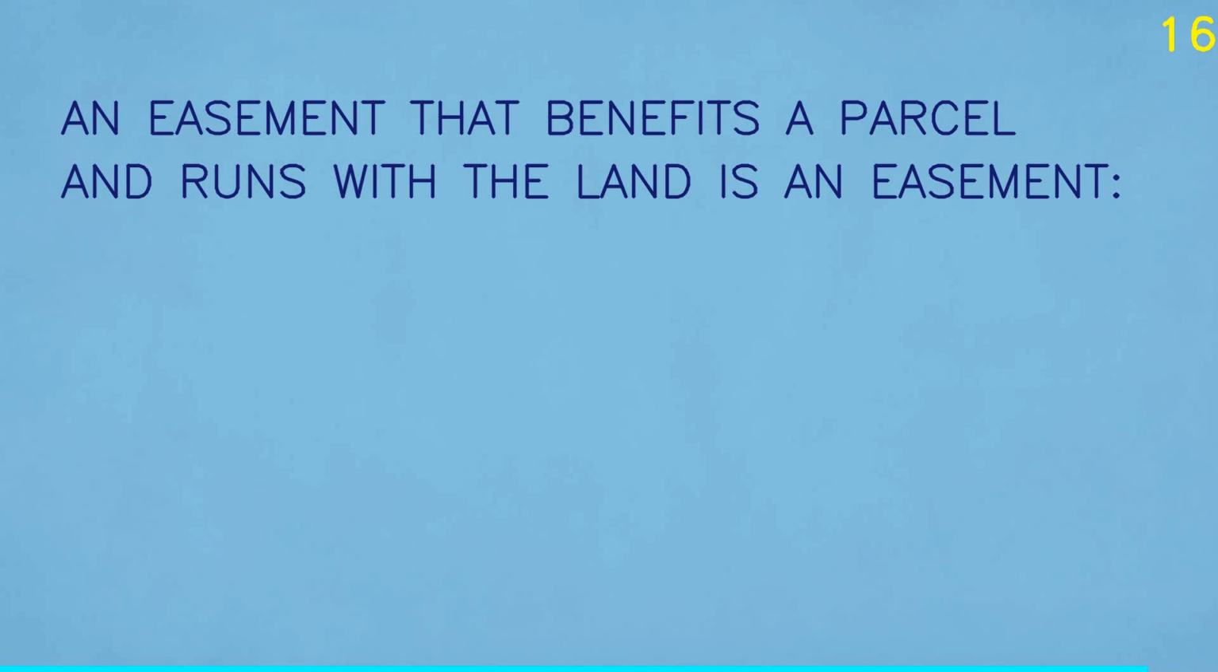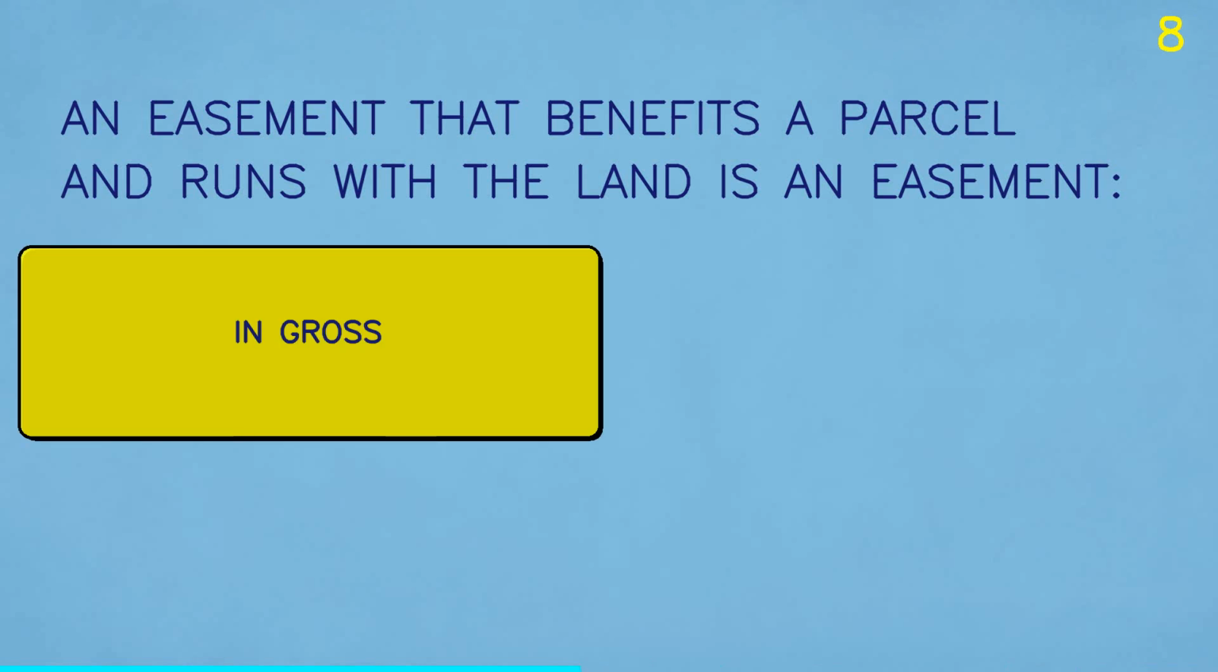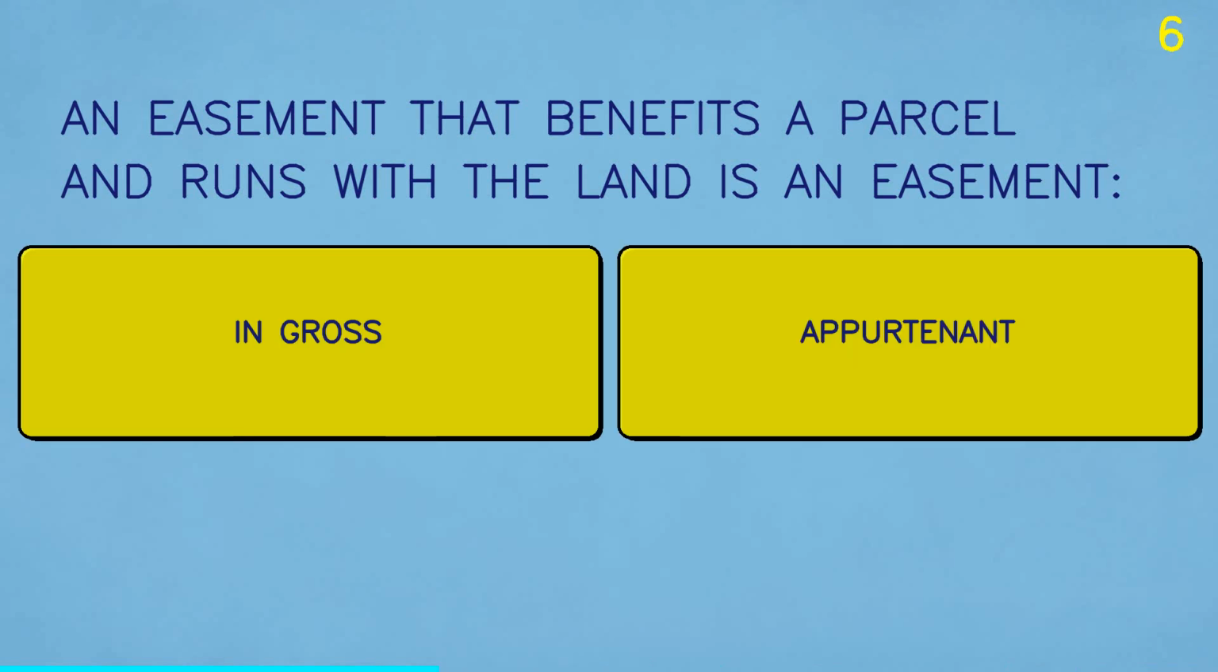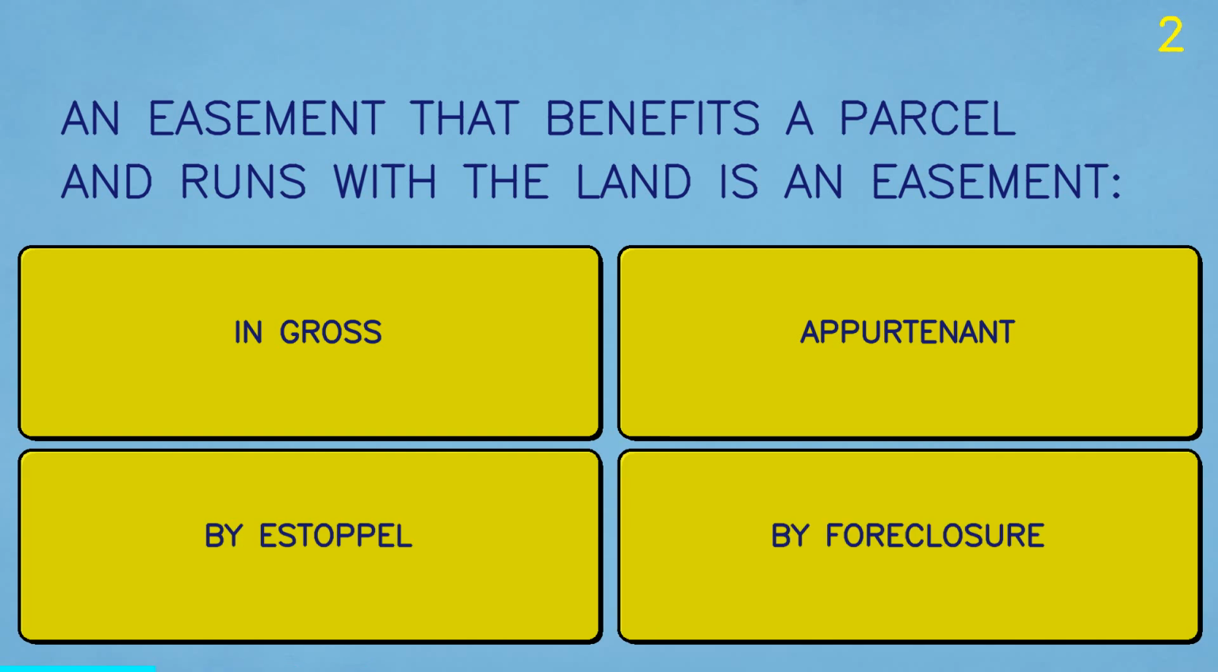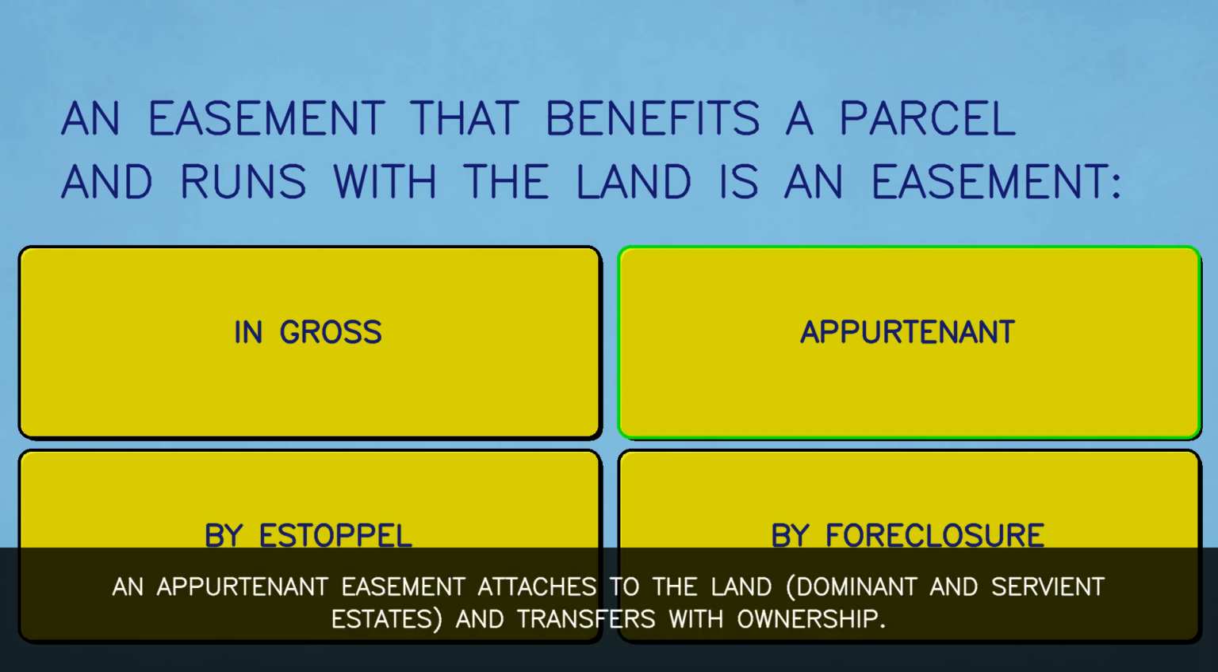Question 6. An easement that benefits a parcel and runs with the land is an easement: A. In gross. B. Appurtenant. C. By estoppel. D. By foreclosure. The correct answer is appurtenant. An appurtenant easement attaches to the land, dominant and servient estates, and transfers with ownership.